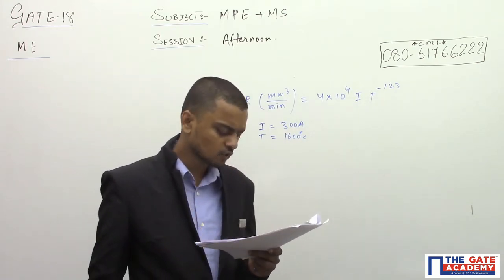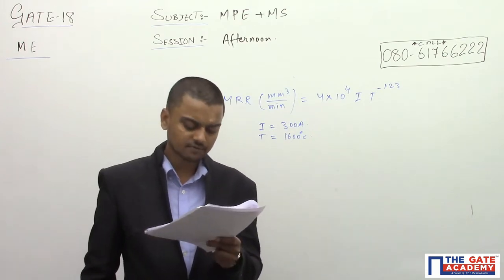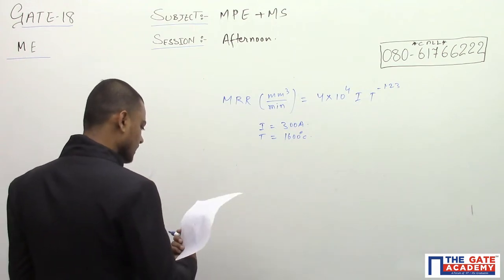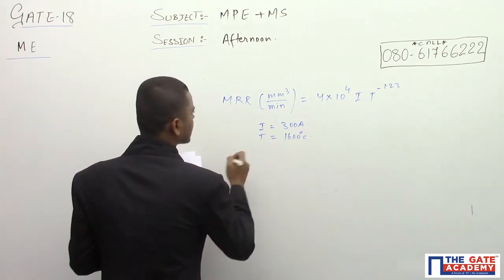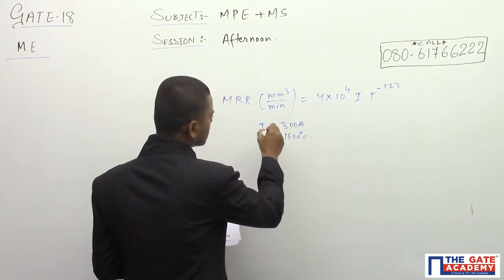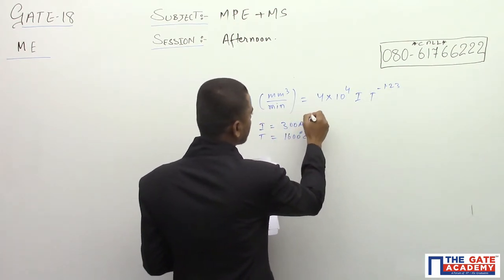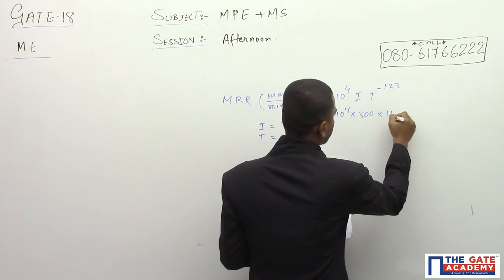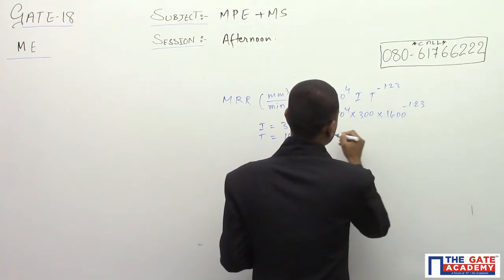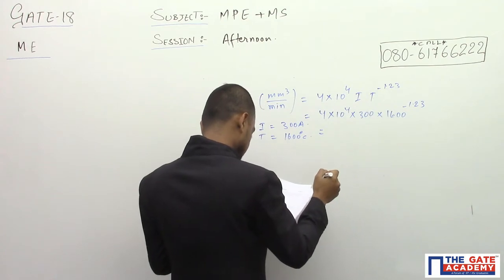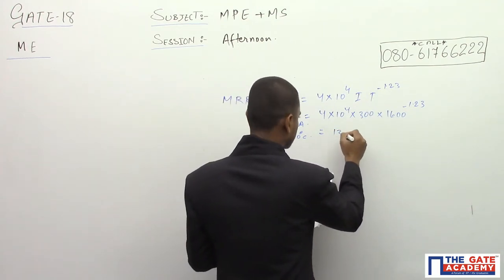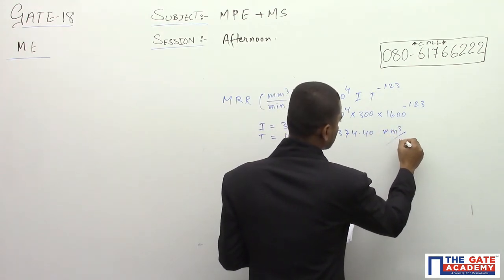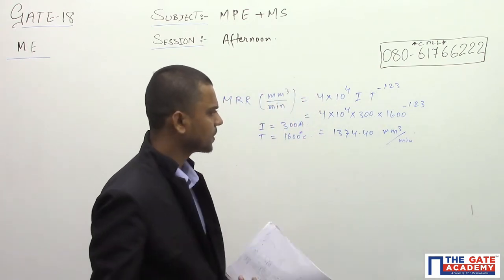Now we have to drill a circular hole of 25 mm diameter and depth of 20 mm, so that the volume of material removal we can find out. In this case, if you put the value of current and temperature into this equation, 4 into 10 to the power 4 into 300 into 1600 to the power minus 1.23, you will get 1374.40 mm cube per minute. This much is the MRR, material removal rate.